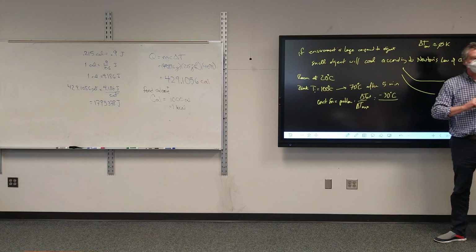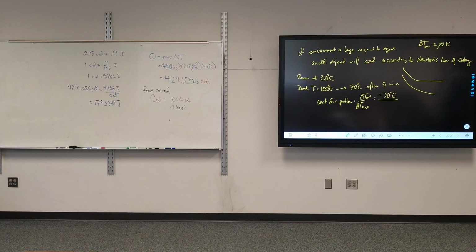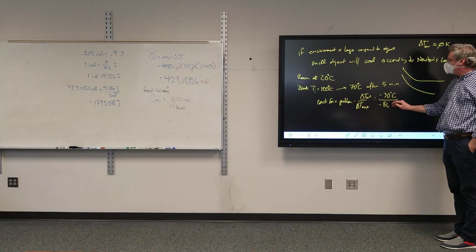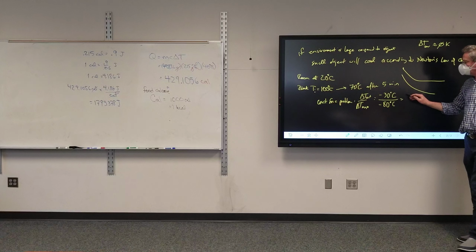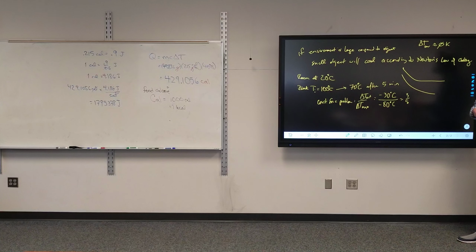What is the most that it could possibly lose? How cold can it get? The same temperature as the room, 20 degrees Celsius. So therefore, how much can it lose? 80. Which is just 3/8. So every 5 minutes, it's going to lose 3/8 of its temperature. 3/8 of what it possibly could lose.